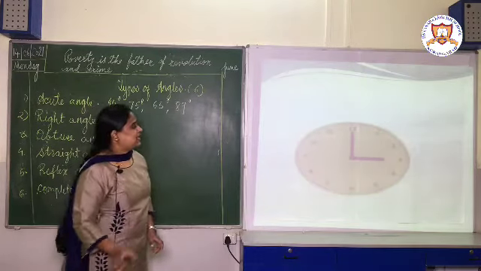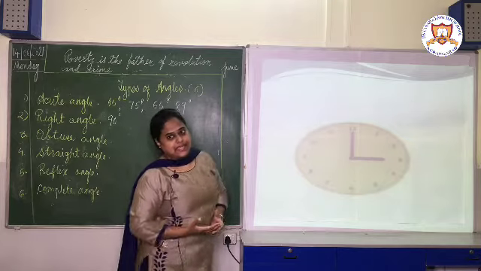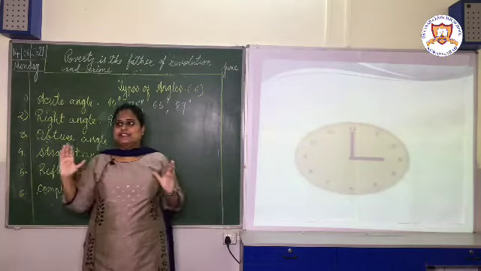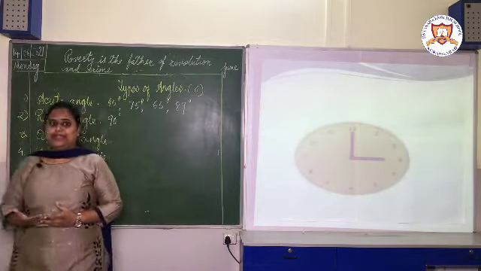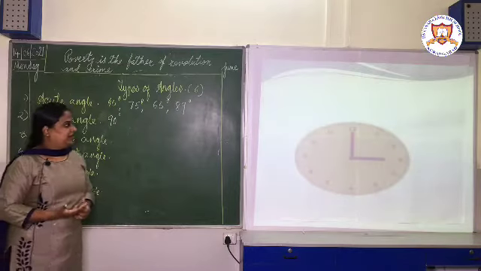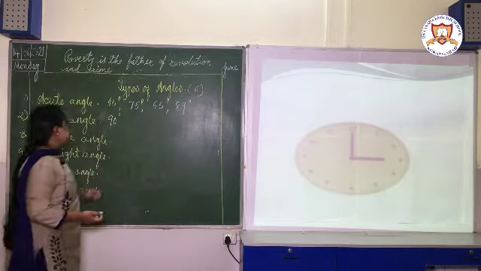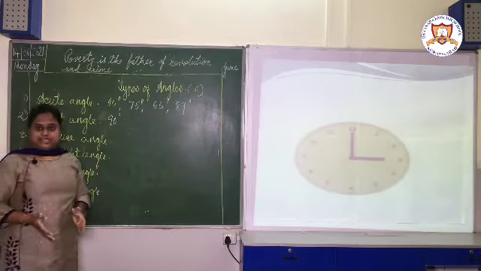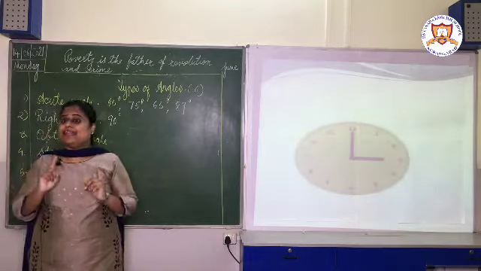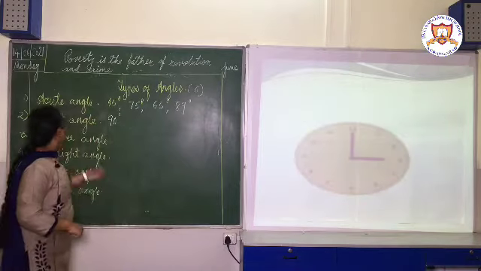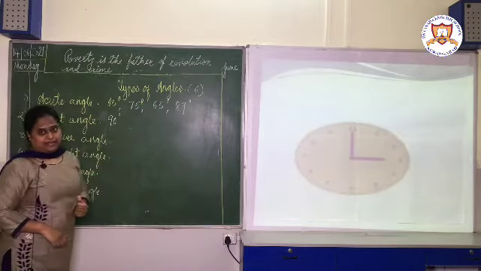So these are the examples from day to day life. We can see examples in our surroundings, where we can find a 90 degree angle. These are the examples of right angles. Okay, so right angle means what? The angle whose measure is exactly 90 degree, that angle only we can call as right angle. Correct.